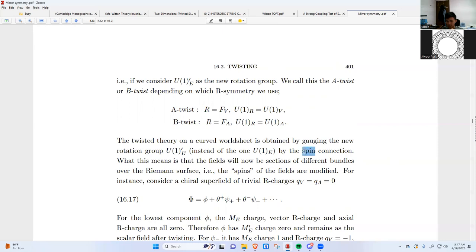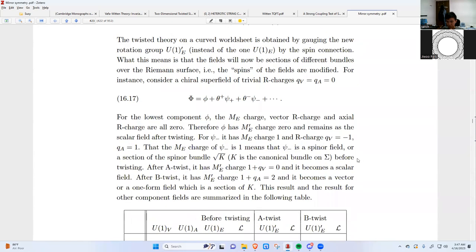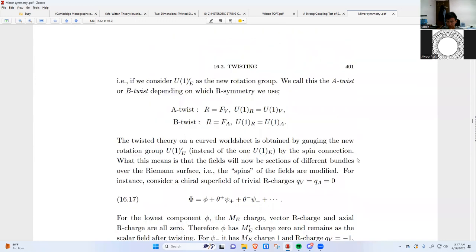Is it a new spin connection or the old spin connection? Yeah, I mean, I don't know. I'm new to this, so I'm just looking at it. Huh, they talk about gauging things, but I'm not entirely sure.